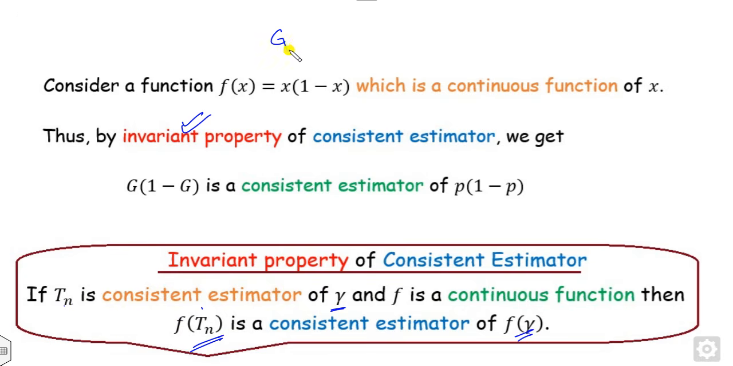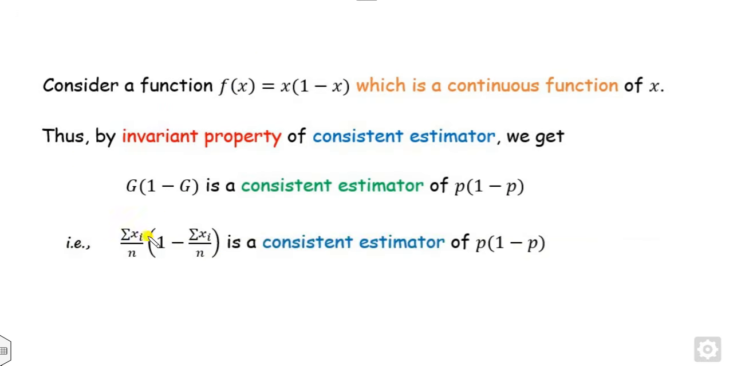Since we proved that G is the consistent estimator of P and f is a continuous function, it means f of G is also the consistent estimator of f of P. So if you substitute, what is f of G? This is nothing but G into 1 minus G, which is the consistent estimator. What is f of P? P into 1 minus P. So that's quite a simple proof. You can substitute G here. So that's a simple proof of these results.